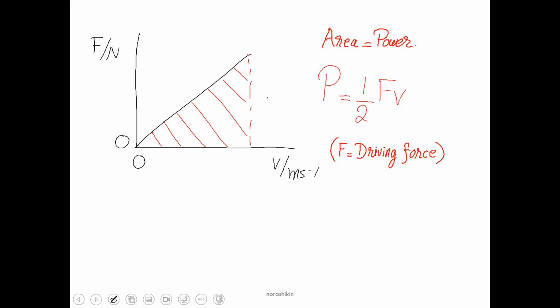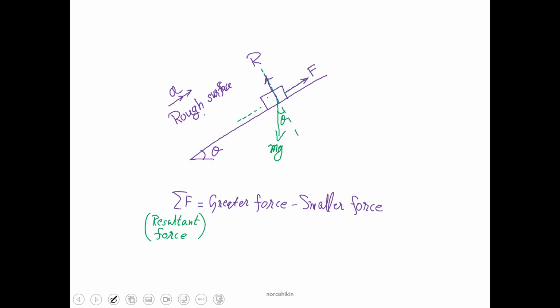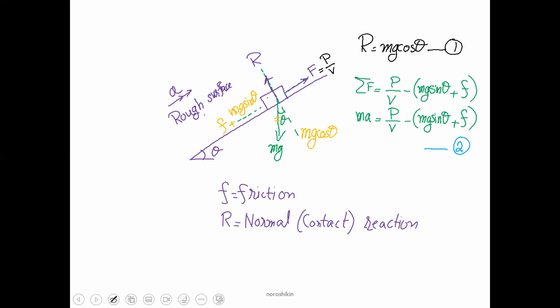This is a case where you can find the area. 1 upon 2 is coming here because it is the area of a triangle. When it is a rough surface and you're taking something up, the formula will be applied, greater force minus smaller force. Look at the derivation and the working. F is equal to P upon v, and the downward forces are shown. Now, what formula will you use? Resultant force is equal to P upon v minus mg sine theta plus friction. Look at this diagram carefully.